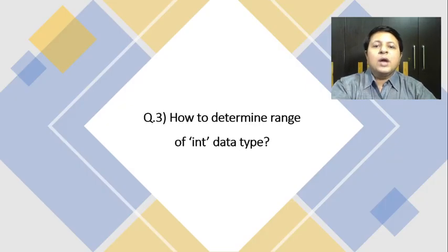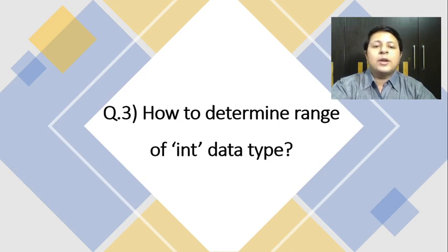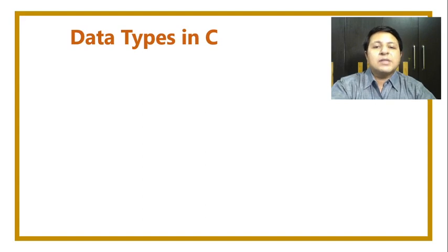So in this video, we will be discussing how to determine the range of int data type. In C programming, you will have a variety of data types for declaring variables. So what data types do we have, what are their memory requirements, and how can we decide the range? Specifically in this video we will be talking about int.